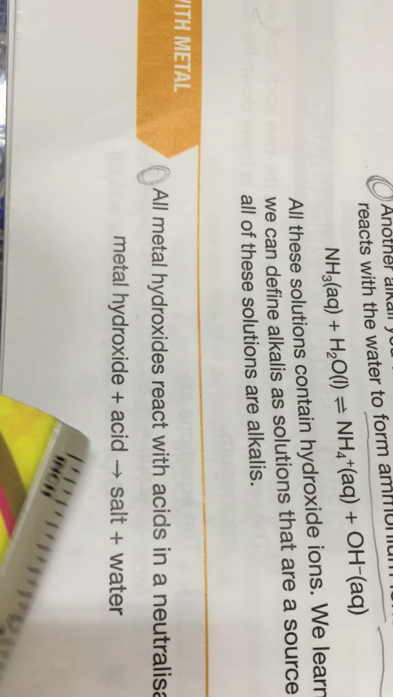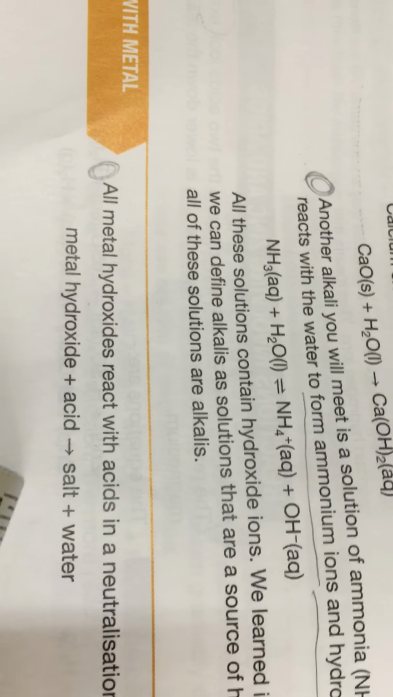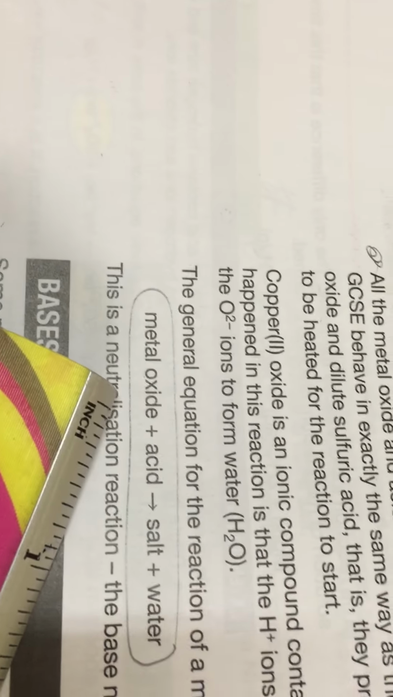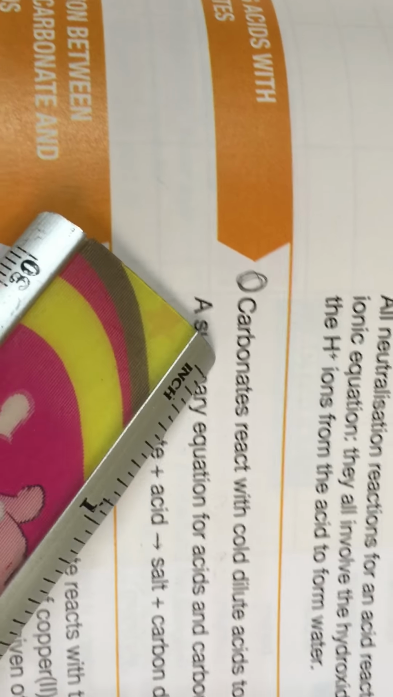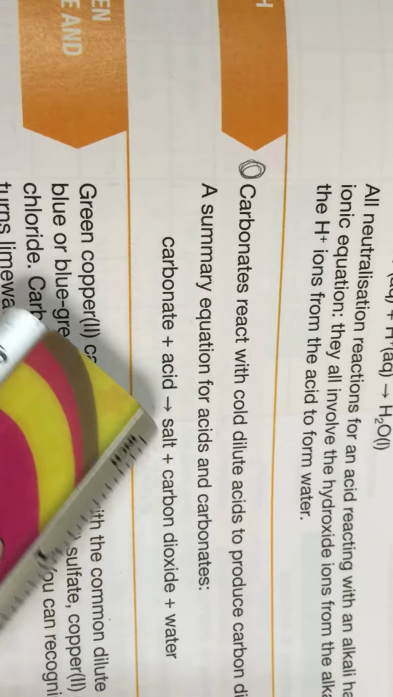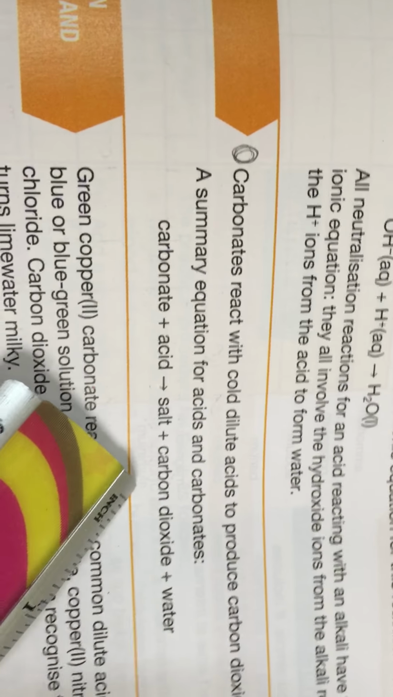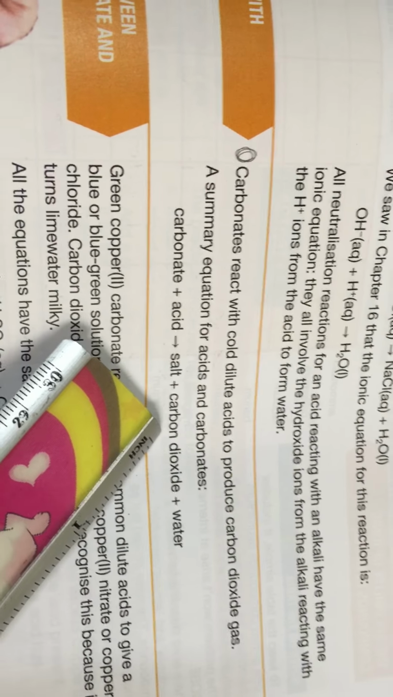So metal hydroxide and acid, I want you to know the general equation to produce salt and water, and the metal oxide plus acid also produces salt and water. Okay, carbonates are also bases. When I have a metal carbonate and acid, it produces salt and water plus carbon dioxide. All carbonates must give me carbon dioxide in the product.